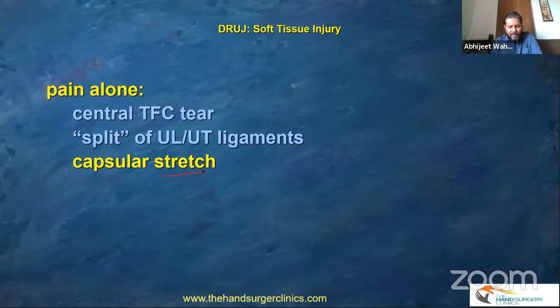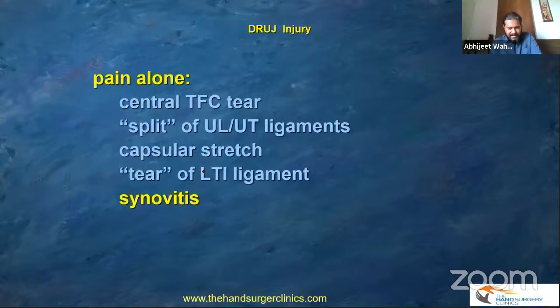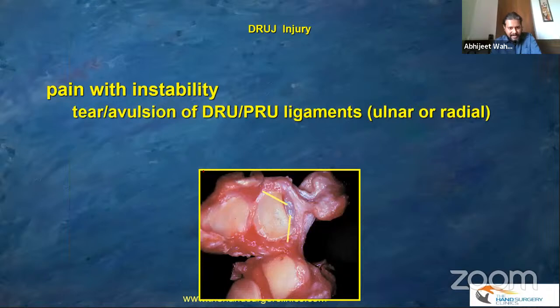Capsular stretch is another common cause of pain in the ulnar side of the wrist joint, and tear of the lunotriquetral ligament at times also can cause pain on the ulnar side, although very rare. Synovitis from various causes, inflammatory or infective also, or traumatic, may be a cause of pain, isolated pain without instability.